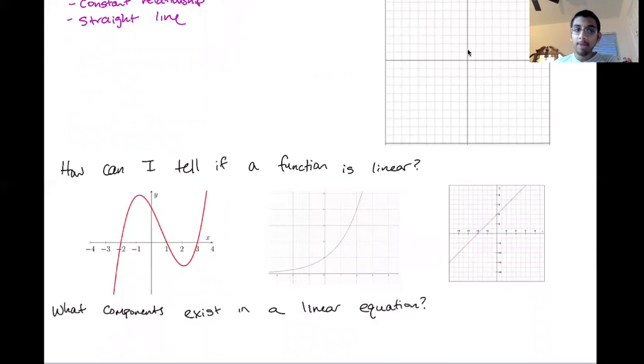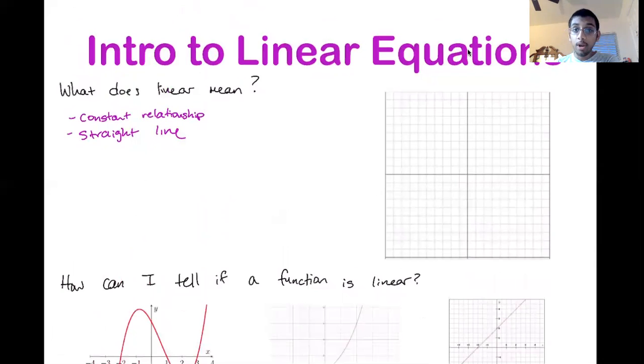How do we tell if a function is linear? As I mentioned just now, a linear equation is something where we have a constant relationship, and it's usually between two variables. So what does that look like? Let's look at a basic equation. I've already taught you how to do basic equations and how to solve equations, but now we're going to do something a bit weirder.